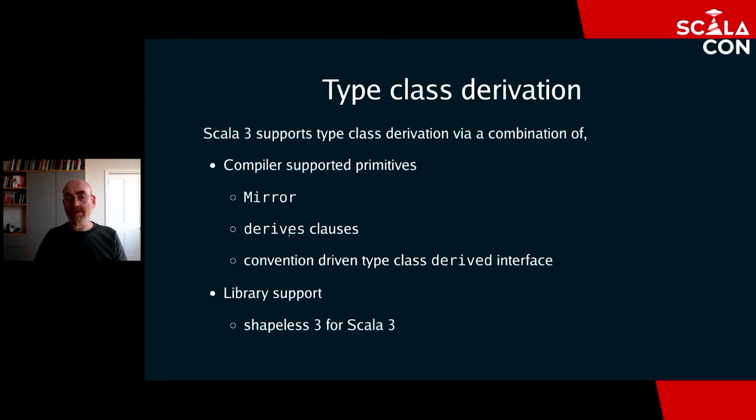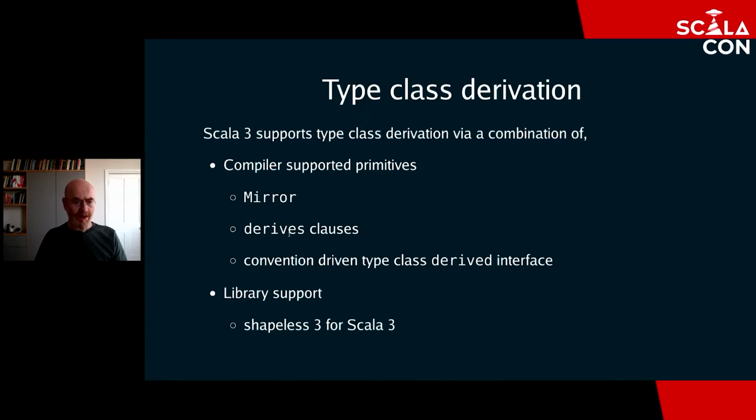And then it has a convention-driven mechanism for, as it were, collaborating between the algebraic data type for which the type class instance is being derived and the type class which provides a recipe, which in conjunction with the compiler primitives can be used to construct the type class instance.